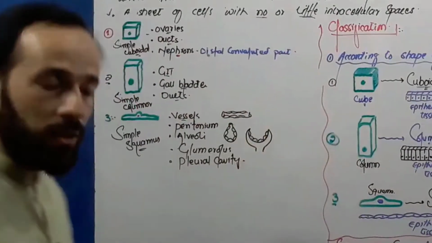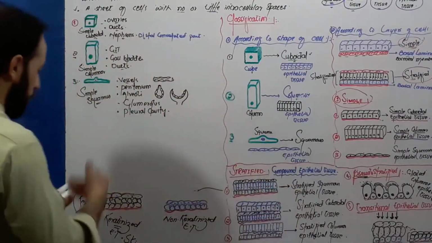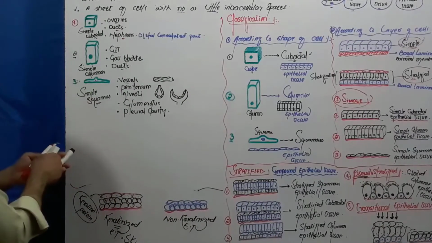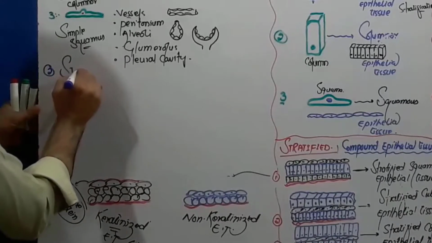Now let's come to stratified, the exact locations of these stratified epithelial tissues. So let's go for it. This was about simple. Now the second one is stratified.